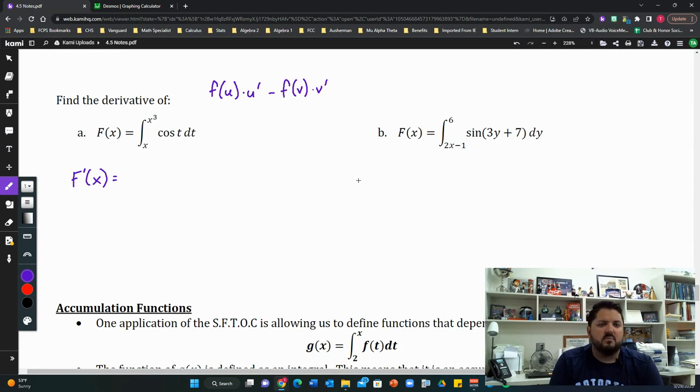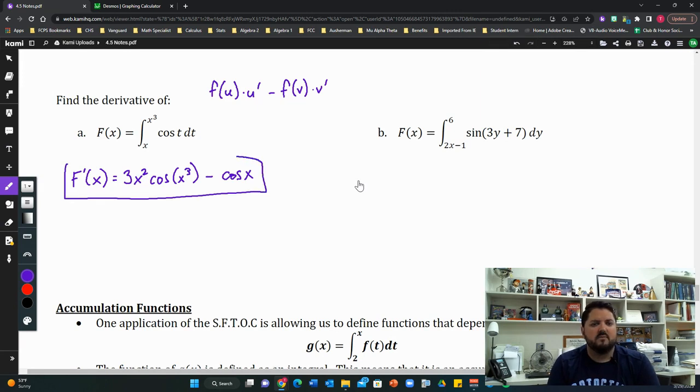So in this case, this would become 3x squared times cosine of x cubed, okay? So that's my f of u, the cosine of x cubed, and u prime, I just moved it out in front. And then minus cosine of x, there's my f of v, but in this case, its derivative, or the v prime, is just 1, so you can write that, but it's not necessary. So that is our final answer.